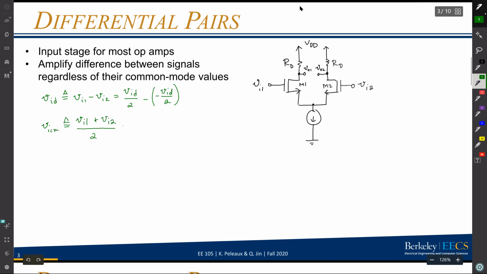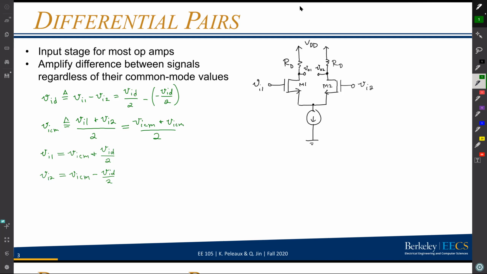Similarly to the differential voltage, we can write the common mode voltage VICM as VI1 plus VI2 over 2. That basically allows us to rewrite VI1 and VI2 as some average value, which is the common mode voltage, plus or minus the differential value. So VI1 is going to be the common mode voltage plus half of the differential voltage, and VI2 becomes the common mode voltage minus half of the differential voltage. I'm basically just looking at the voltages relative to each other and using the differences between the voltages and the averages between the voltages to define or rewrite my input voltages.